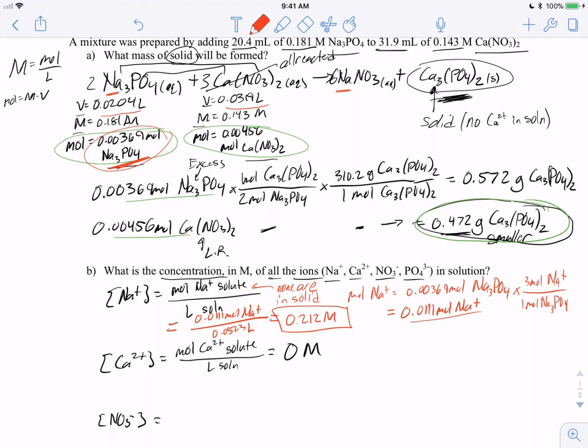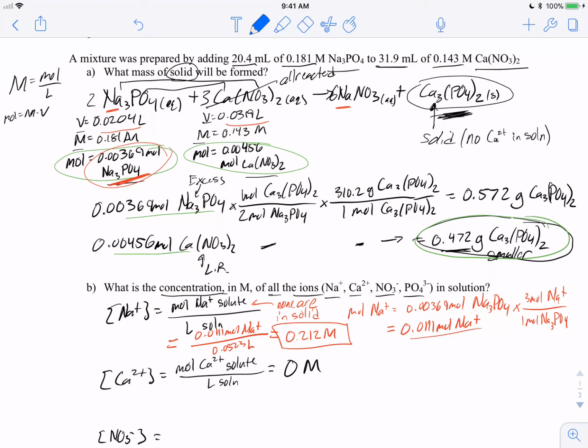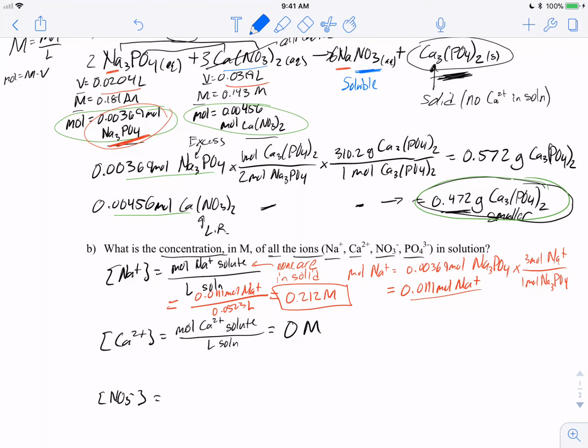Okay. So now we want to identify the concentration of our nitrate ions. Again, we go back up to our reaction. We don't have any calcium nitrate left, but all of our nitrate ions are part of our other possible product, which would be our sodium nitrate. That is soluble, so whatever amount of nitrate ions we started with, that's how much we're going to have in solution still. So we want to calculate our nitrate concentration, which is going to be moles of our nitrate ions as a solute divided by our total volume in solution.